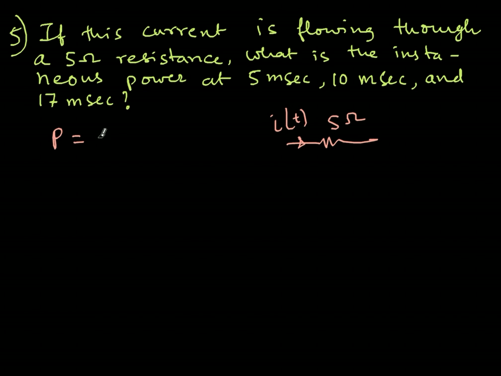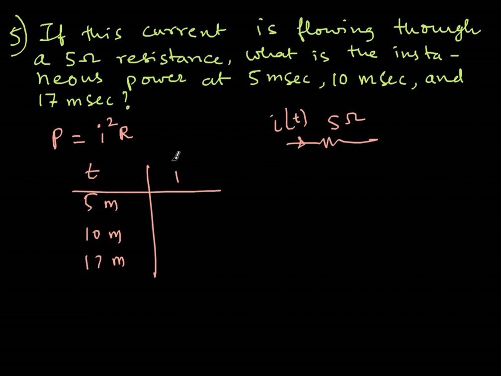Instantaneous power is like I square into R. Power is instantaneous, current is instantaneous. So it's just a matter of substitution. So time is 5 millisecond, 10 millisecond, and 17 millisecond as asked in the question. The current at 5 millisecond will be 120 amperes. We have already seen that. At 10 millisecond it is 0 amperes.